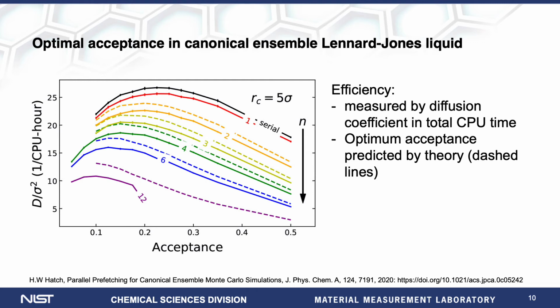This means that if you want to optimize your parallel simulation, you only need to know the serial efficiency, and you don't need to evaluate the performance over many different numbers of processors. Finally, we can obtain overall efficiency by the ratio of the maximum diffusion coefficient to its serial value.